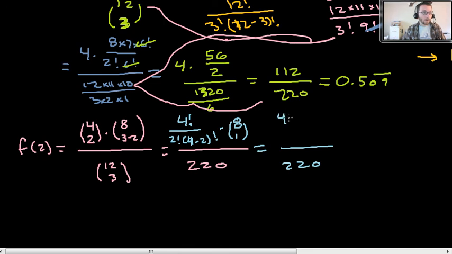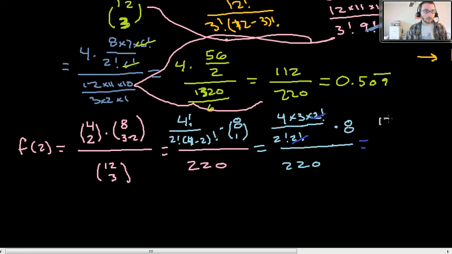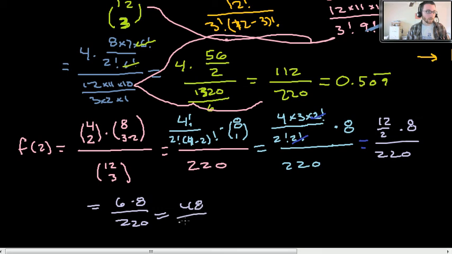Now I have 4. I'm going to expand the bottom first. 2 factorial times 2 factorial. 4 times 3 times 2 factorial is the numerator. Times 8. Canceling things out here. 2 factorials cancel out. This gives me 4 times 3. 4 times 3 is 12. Divided by 2 times 8. All over 220. Which is equal to 6 times 8 over 220. Which is equal to 48 over 220.